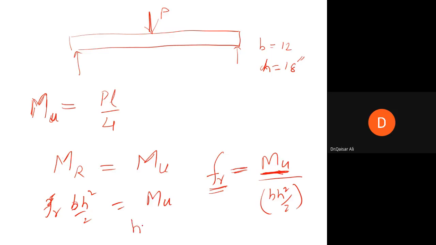H, if you want to calculate H for this MU, it will be MU divided by 2FR. Sir, won't this be b square by 6? B square by 6, sorry, yes. So whatever variable you want to calculate from this equation, you can calculate provided you know MU.